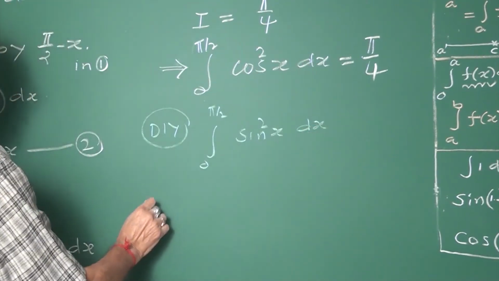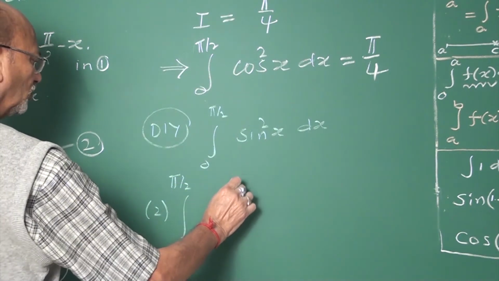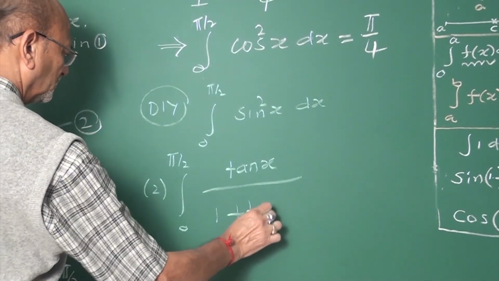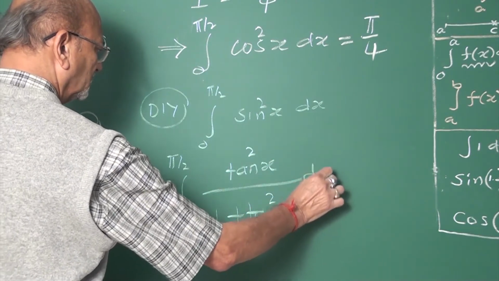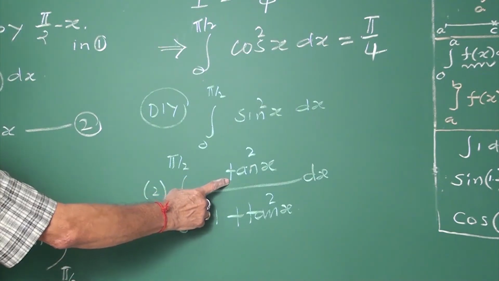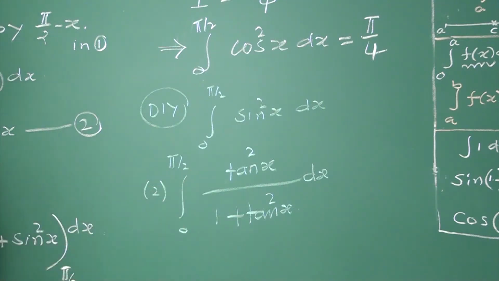If you feel like doing one more, integral 0 to pi by 2 of tan x upon 1 plus tan x. Otherwise, if you want, take tan square upon 1 plus tan square, but you have to change tan to sine upon cos, and you get sine square upon sine square plus cos square. Replace x by pi by 2 minus x, another I, again 1. The answer will be the same, my friends: pi by 4.